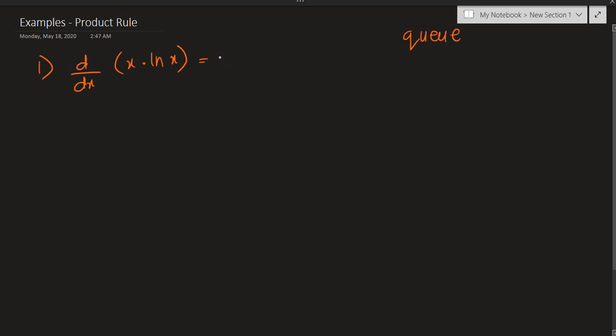So we can say x, that's waiting, times d over dx, the derivative of the natural log of x. So it's the turn of the natural log of x to be differentiated while x is waiting, plus now the natural log of x is waiting because x is being differentiated. And there is a plus because product or multiplication is basically glorified addition, right? Basically adding a number to itself many times is what we define as a product, right?